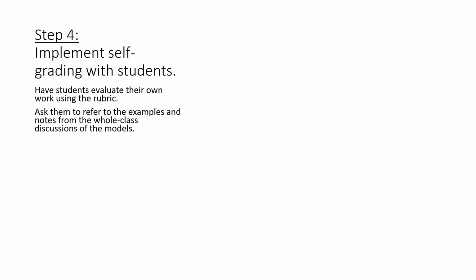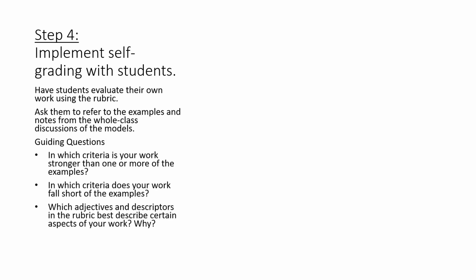Next, implement self-grading with your students. Have students evaluate their own work using the rubric and ask them to refer back to the examples and notes from the whole class discussion of the models. Here are a few guiding questions that you can use as students self-grade. In which criteria is your work stronger than one or more of the examples? In which criteria does your work fall short of the examples? And which adjectives and descriptors in the rubric best describe certain aspects of your work and why?